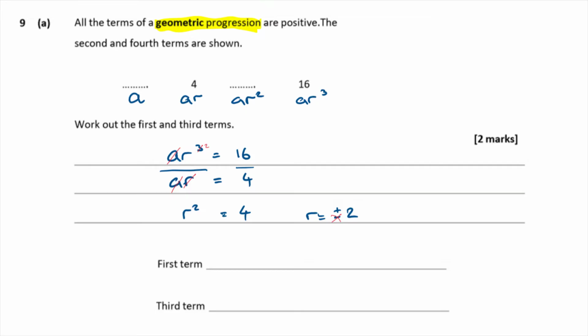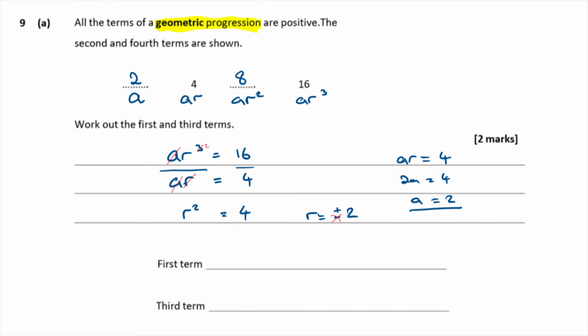What does that make a? Well, from my two equations in a and r, I know that ar is equal to 4, and now that I know that r is 2, that means 2a is 4, and that means that a is 2. So I know that a is 2 and r is 2. So my first term is a, which is 2. Then I'm going to multiply it by 2 and get 4, and then multiply by 2 again and get 8, and then multiply by 2 again and get 16.